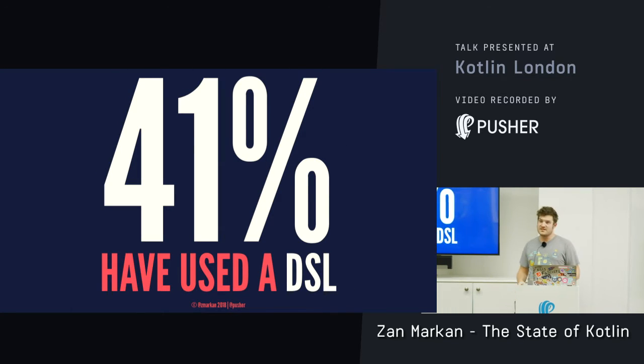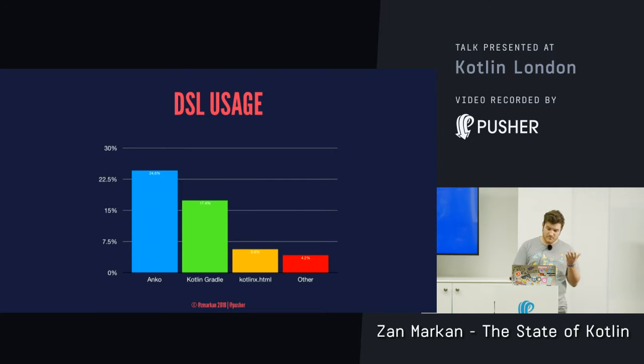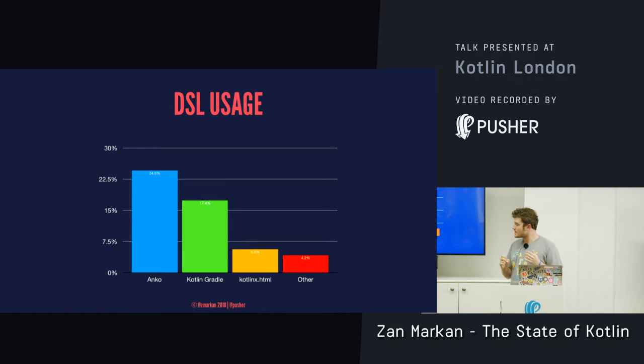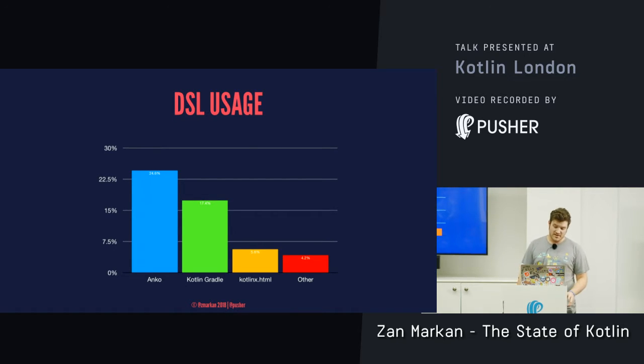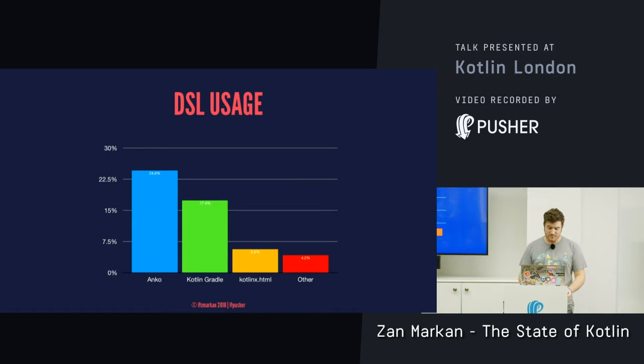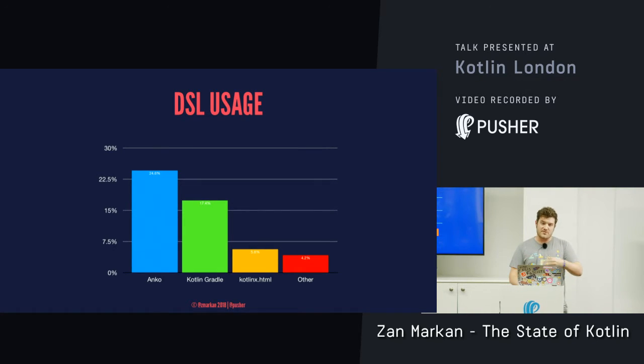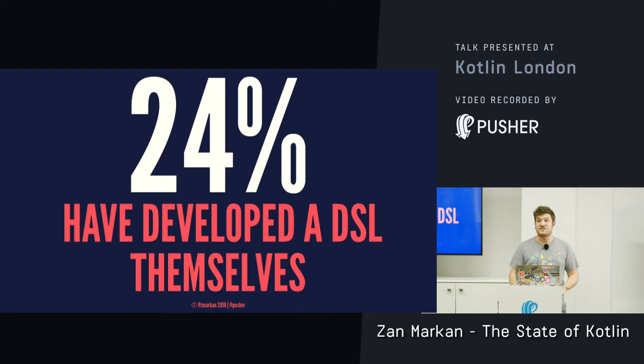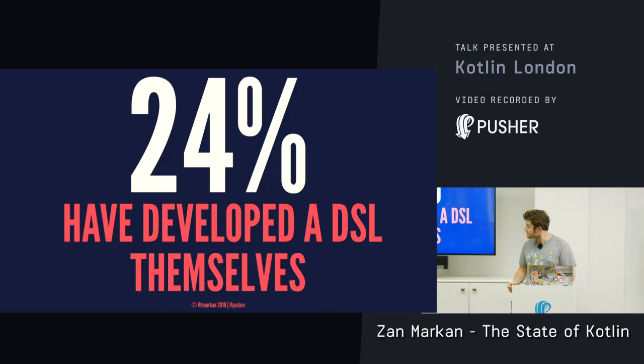41% have used a DSL in Kotlin. Prevalent is Anko with 23%. Anko is the UI declaration library for Android. Actually, it's 24%. Kotlin Gradle, the ability to write Gradle plugins in Kotlin, is another one with about 17%. And lastly, you've got Kotlin x.html, the DOM manipulation DSL, with 5.6. Among the others, they're mostly homegrown DSLs, because 24% have actually developed a DSL themselves.